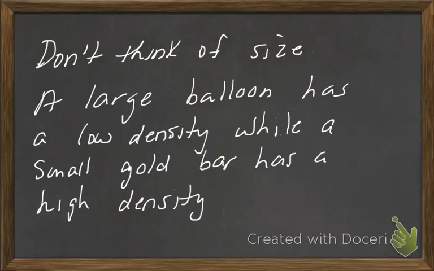So lots of times when people think of density, they think of how big something is, but that would be incorrect. Because if you think of a large balloon, it could be big in size, but it weighs very little. Well, you could have just a small gold bar, and that would have a high density. So we could think of a really big feather. It could be really big in size, but it has a very low density.